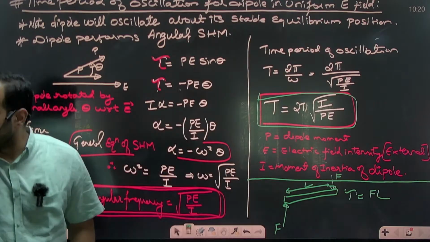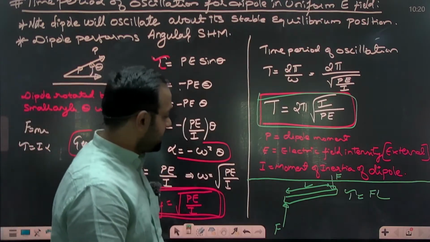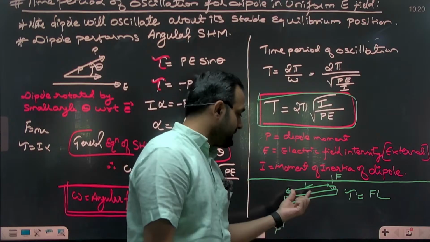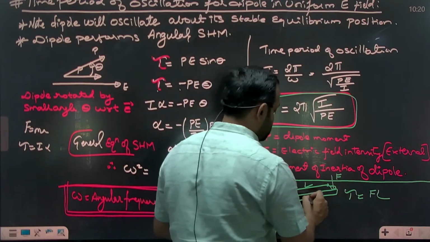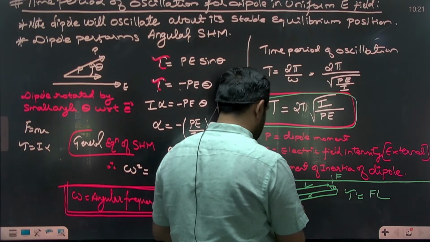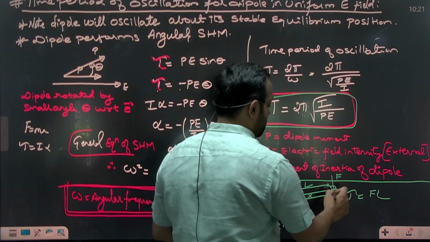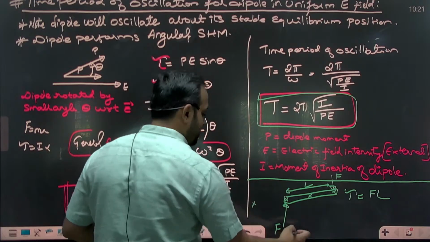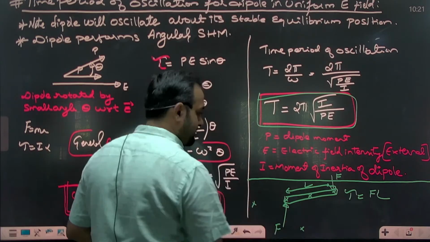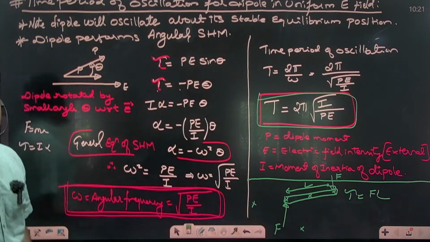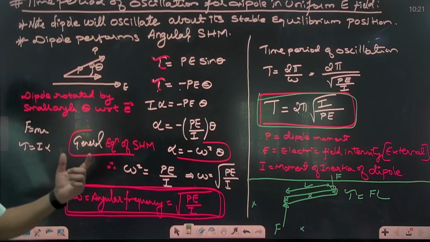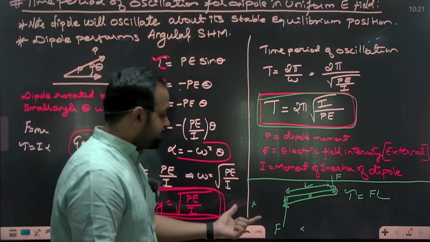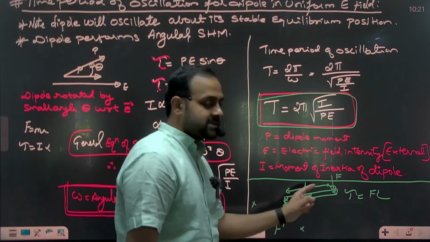Now this torque, as it turns out, you can write it about any axis. You can take an axis passing through the center, or you can take an axis passing through this end, or you can take an axis which is somewhere here or somewhere here. The torque that we are writing here because of a couple is actually independent of axis.